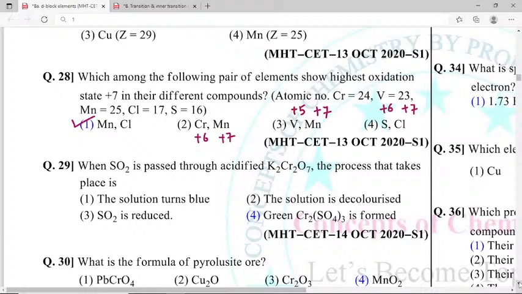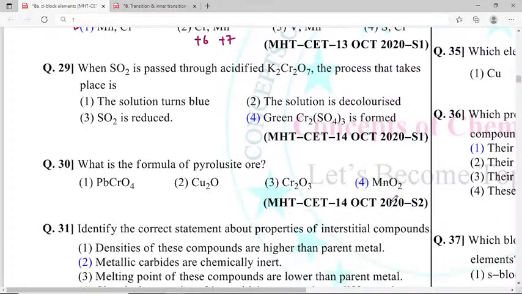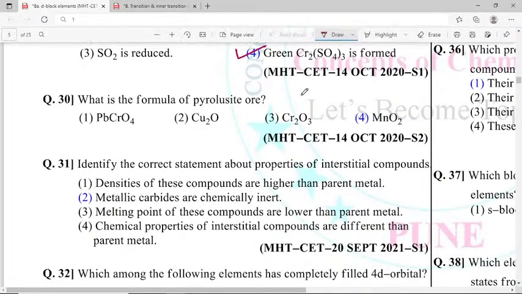When SO2 is passed through acidified potassium dichromate, the process that takes place is that green chromium sulfate is formed. Green color chromium sulfate is formed. What is the formula of the pyrolusite ore? MnO2. Important question.